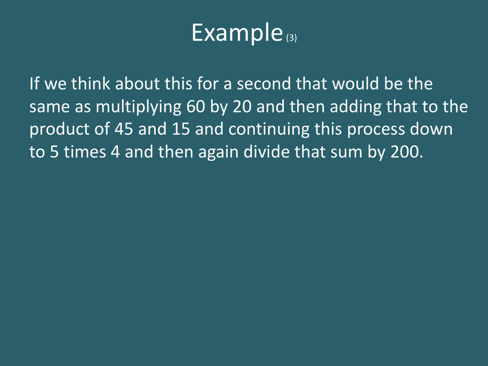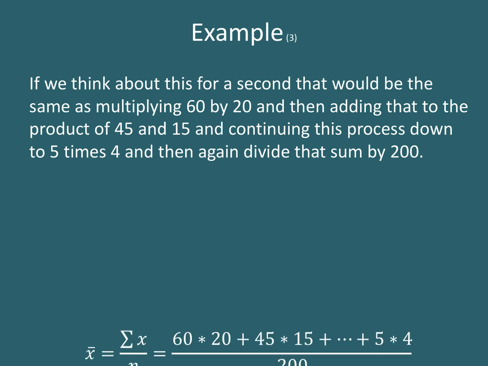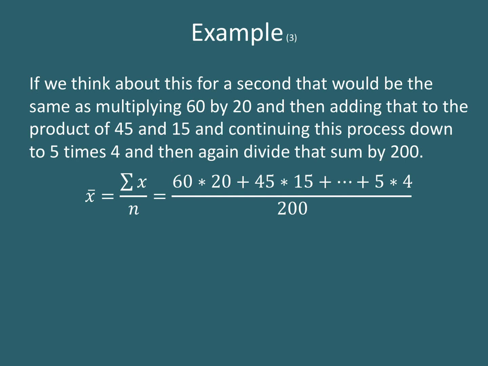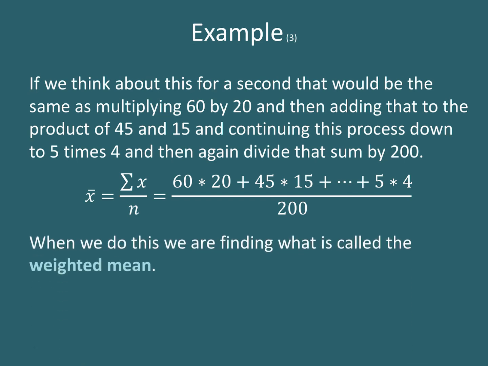Instead, if we think about this for a second, we can just multiply 60 times 20, then add that to the product of 15 times 45, and continuing this process down to 5 times 4, then again dividing by 200. Following this route will give us the same answer with a lot less work, and it's called the weighted mean. Now, you can't do this for every example, but you can do it when you notice there are repeated data values.